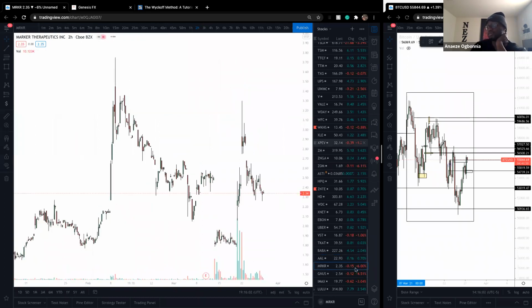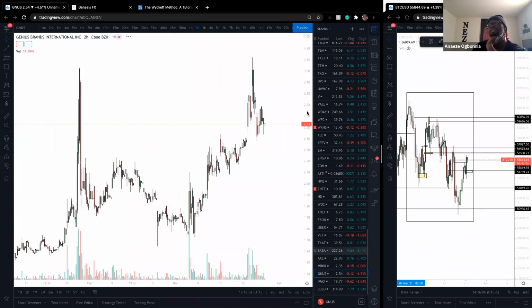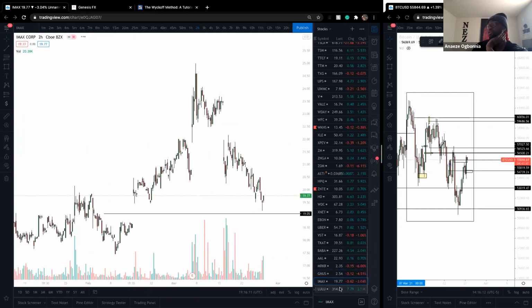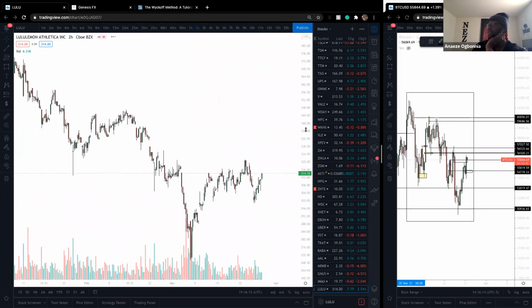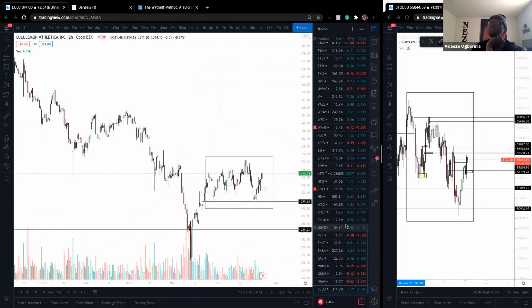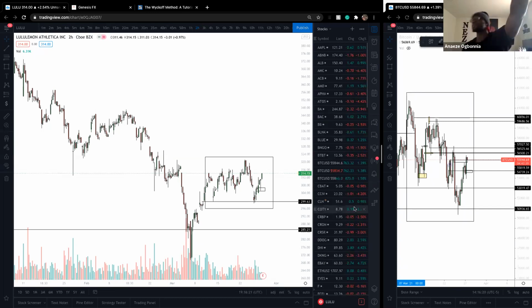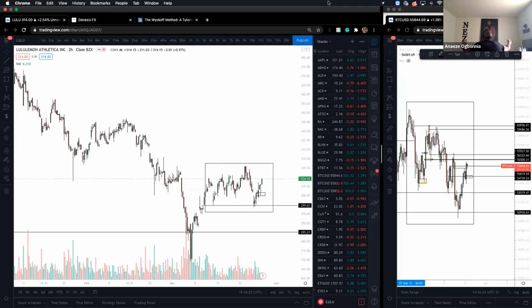Yeah, so MRKR, we are bullish for the time being. Genus, we are bullish for the time being. IMAX, as mentioned before, we are looking bearish. Lulu, I can't necessarily say just yet, but we are currently looking bullish for the time being. And we just went through every single stock. So how long did that take? Woo, took too long. I was definitely expecting to go a little faster than that.